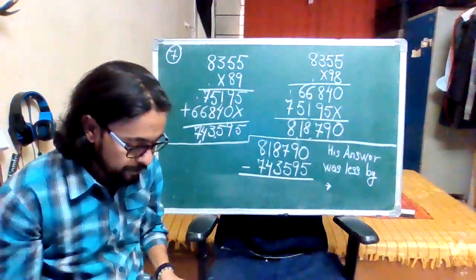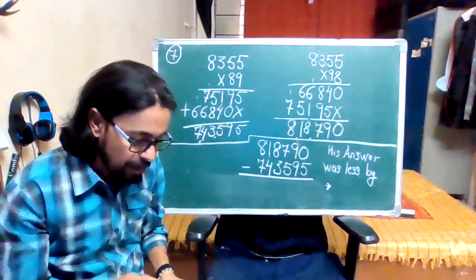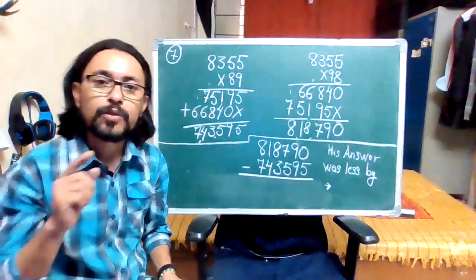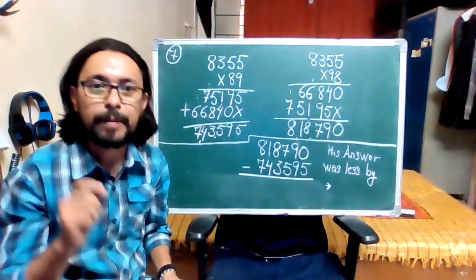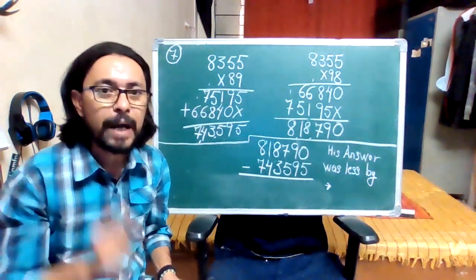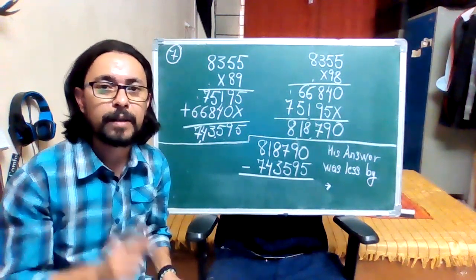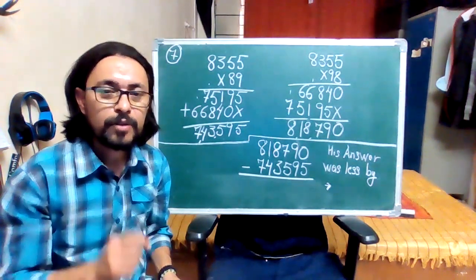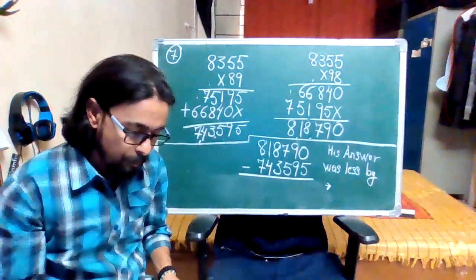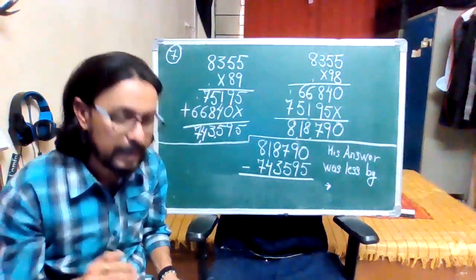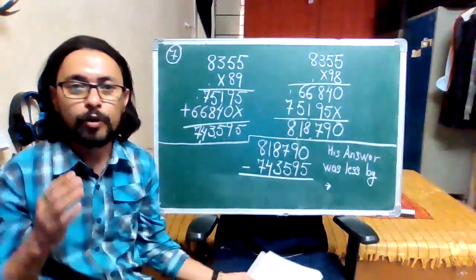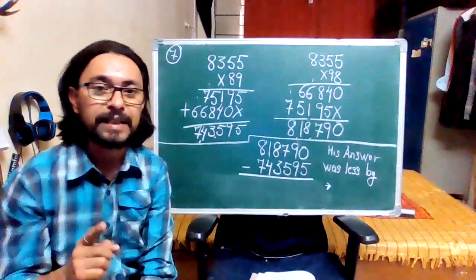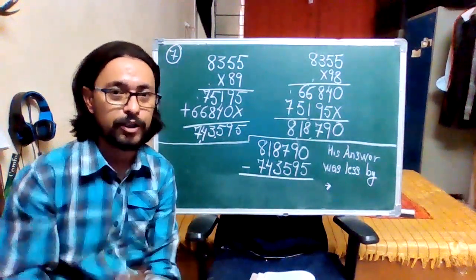I'll read the sum again. It says a student multiplied 8,355 by 89 instead of 98. So he had to actually multiply the number by 98, but he by mistake multiplied the number by 89 and he got the wrong answer. So the question is, by how much was the answer less than the actual answer? Now, in order to know by how much less it is, or what was the difference, and I've told you in mathematics, difference means subtraction.